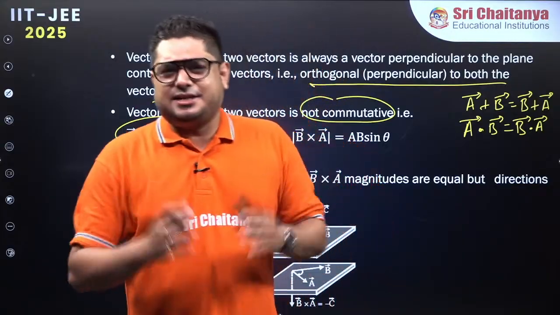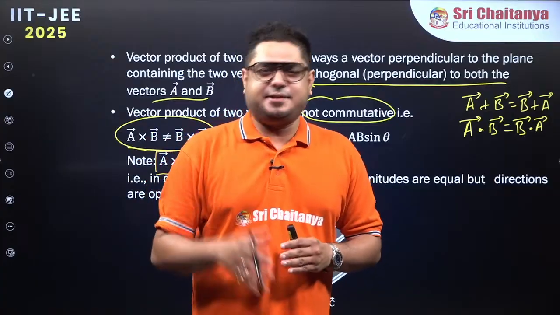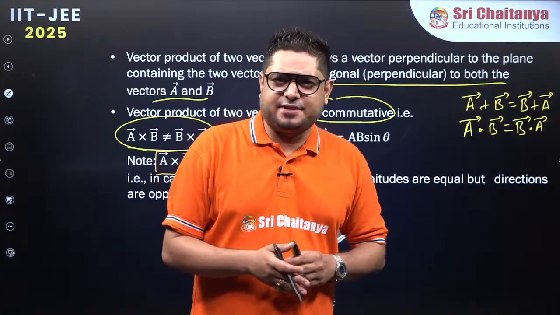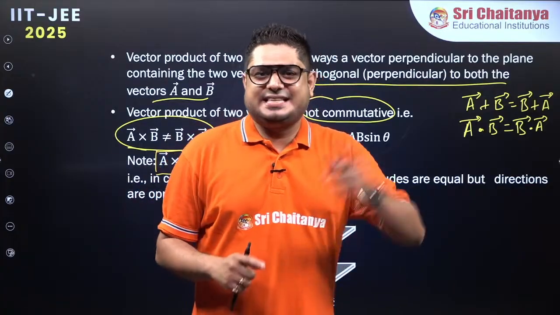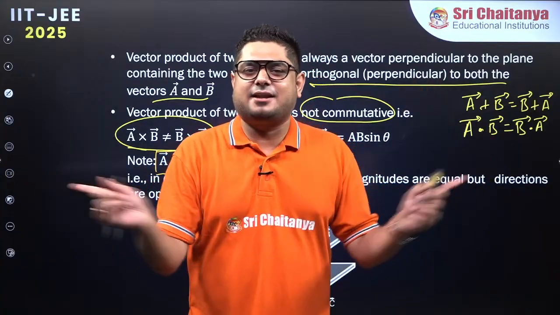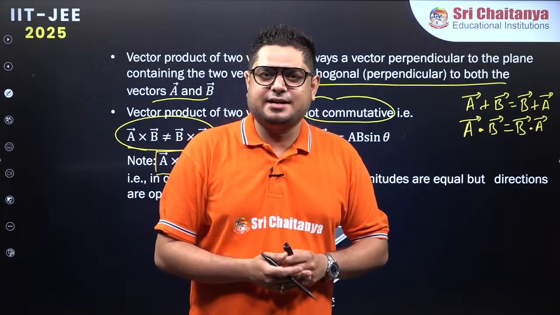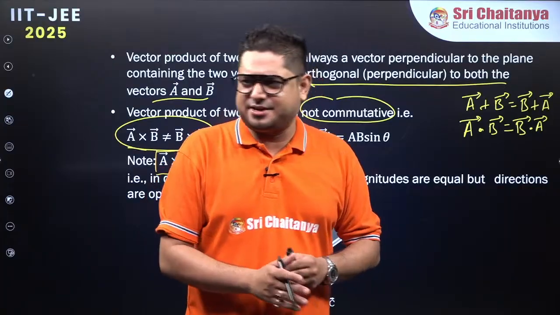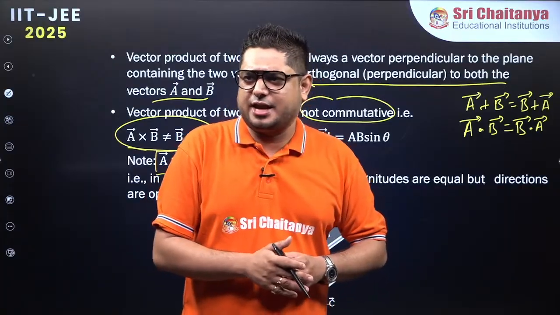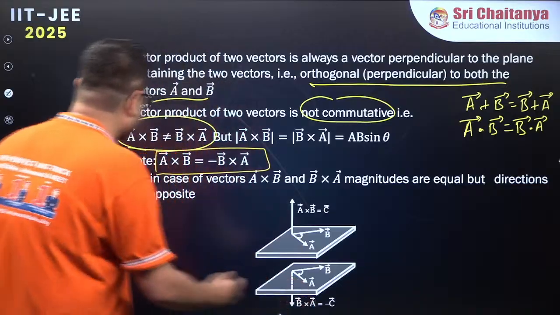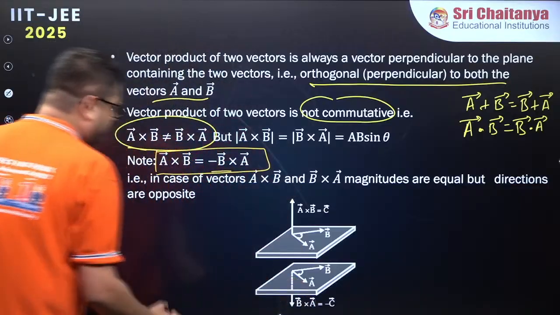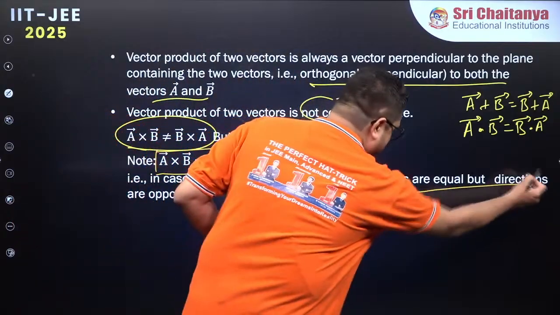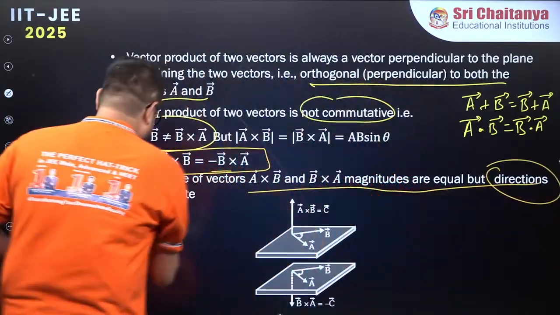That means what is the difference between them? So let's say A cross B is giving us C vector, and let us say B cross A is giving us some D vector. C and D will be anti-parallel vectors with respect to each other. They are negative vectors of each other. I hope you understand negative vectors. That's what I'm trying to say. Okay. So A cross B is going to be minus of B cross A. So in case of vectors A and B, our magnitudes are equal, but the directions are opposite.